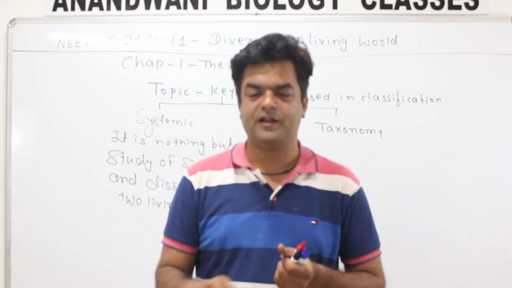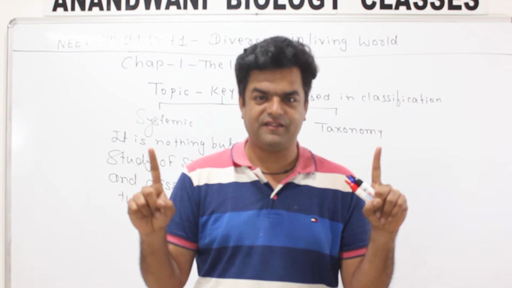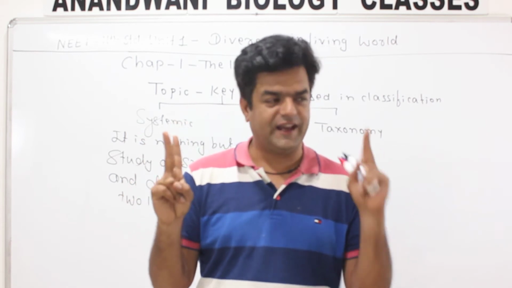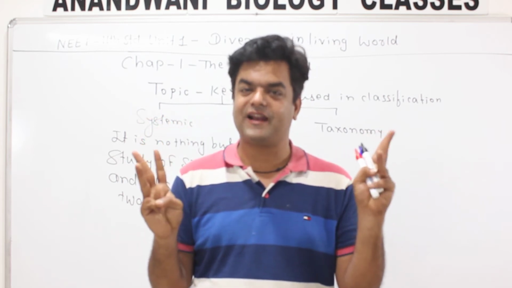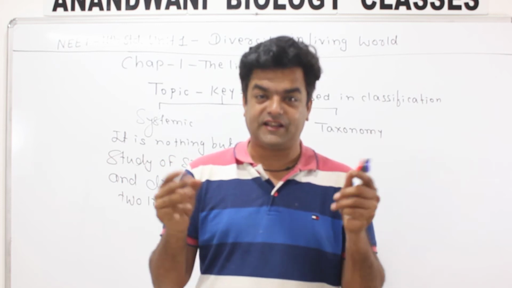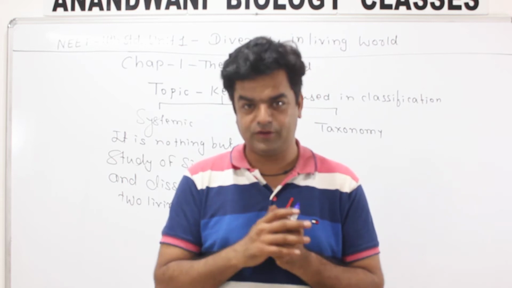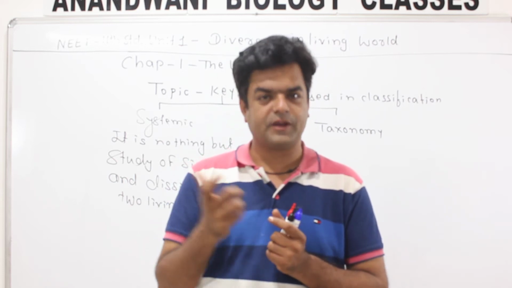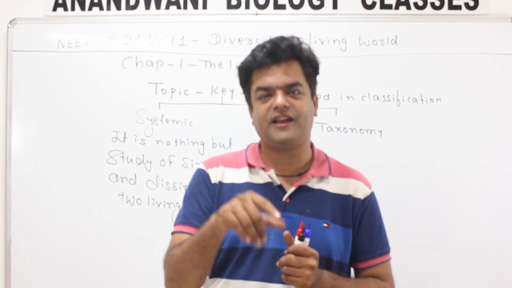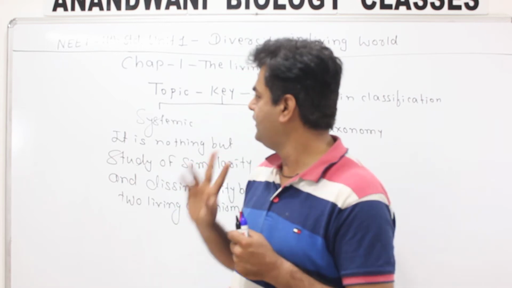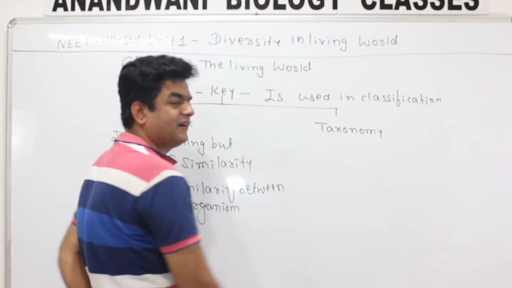Now dissimilar. Plants are autotrophic. Animals are heterotrophic. First difference. Second, plants contain a cell wall. Animals don't contain a cell wall. Third, plants are always considered producers. Animals are always considered consumers. So 3 points I taught you about the similarity between plant and animal, and 3 points about dissimilarity between plants and animals. So this was called systematics. Study of similarity and dissimilarity between two living organisms is called systematics, and it is the first concept related to taxonomy. Second, what is meant by taxonomy?